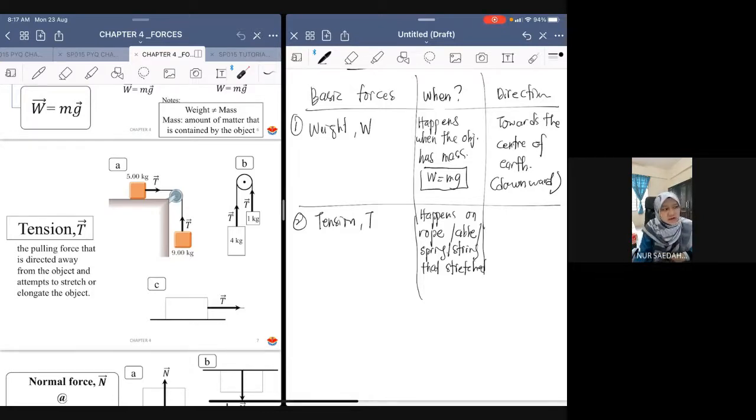Okay, so direction of tension. Macam mana dengan direction of tension? Dia kata dekat sini, directed away from the object. So sentiasa menjauhi objek tersebut. So it happens on the rope ataupun on the string itself but away from the object. Okay, so direction dia adalah along the rope but away from object macam tu.